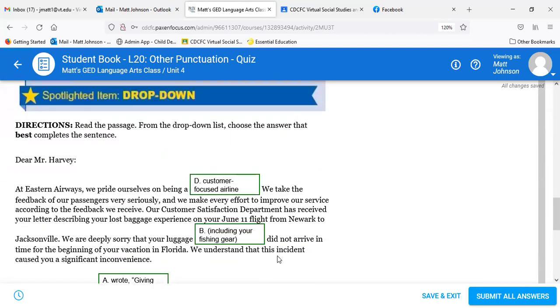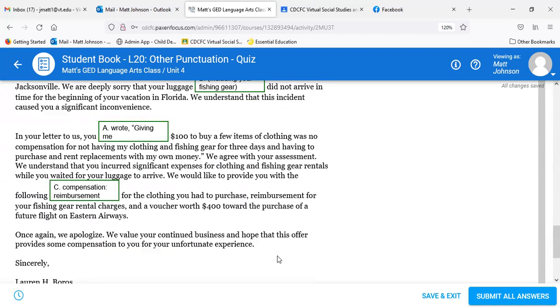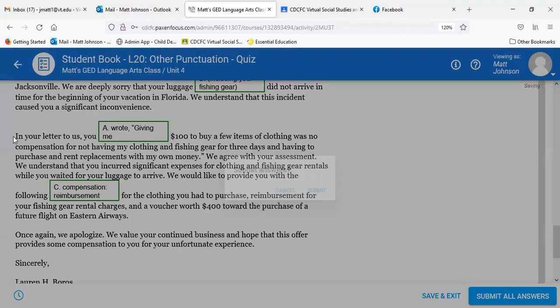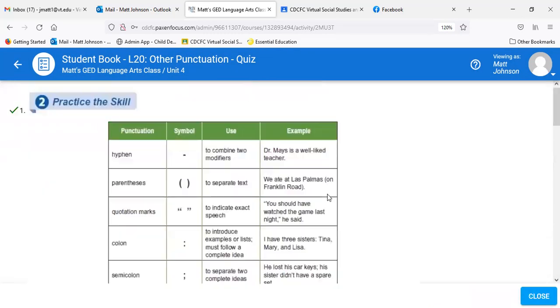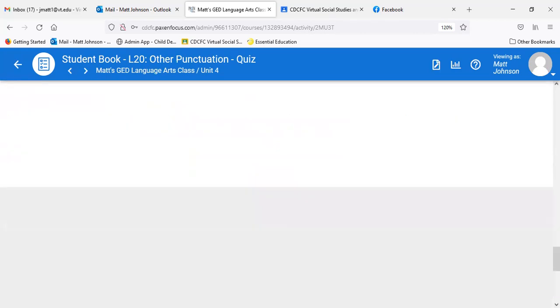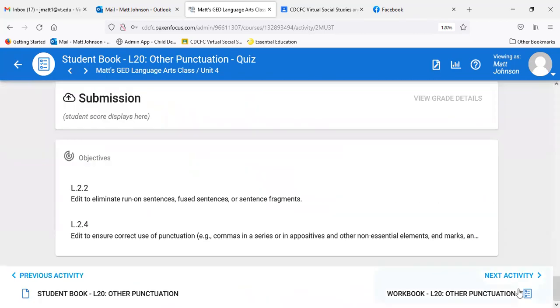Okay. Everybody have the answers there for the quiz? We're all good. I've watched them. Okay. More practice on the workbook here.